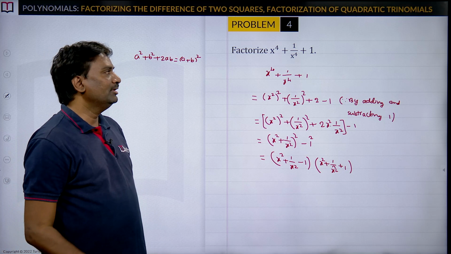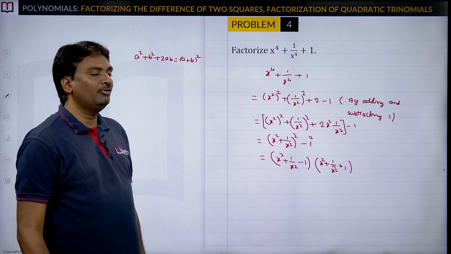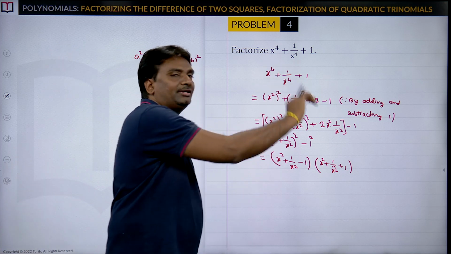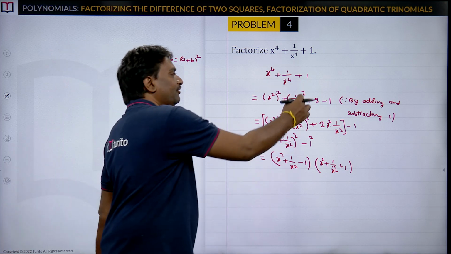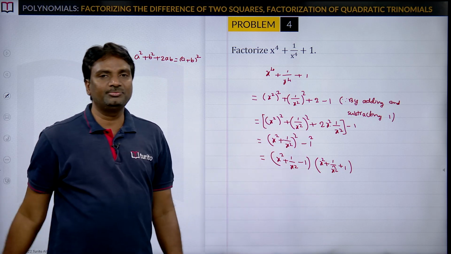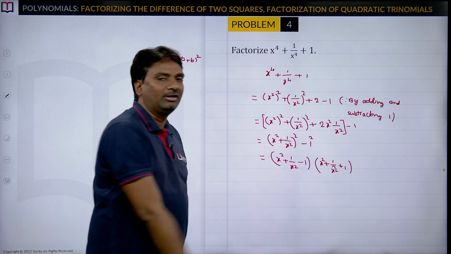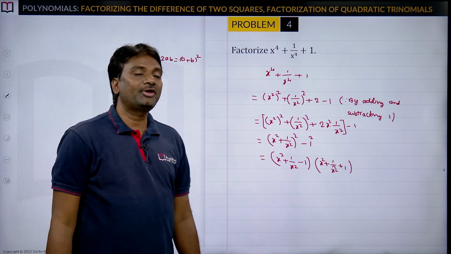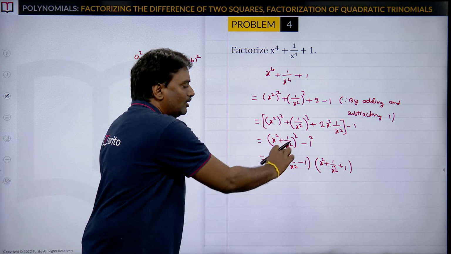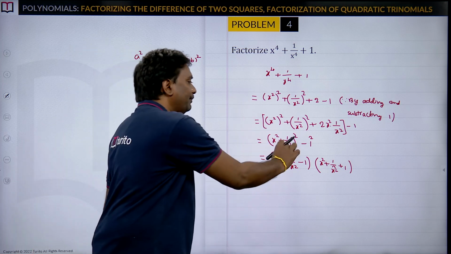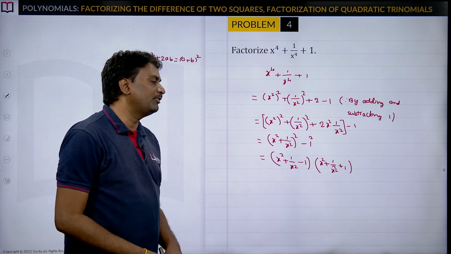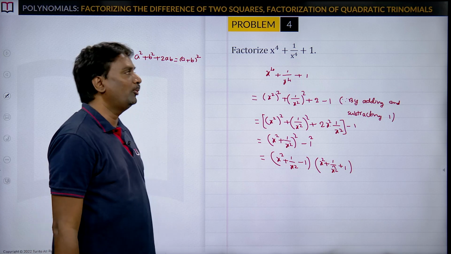Okay. So, first you can take x power 4 plus 1 by x power 4, write x square whole square plus 1 by x square whole square, add and subtract 1, we got 2 minus 1, divide and multiply 2 by x square, we got this is in the form of a plus b whole square formula, write 1 as 1 square and apply the formula a square minus b square equal to a minus b into a plus b, where a equal to x square plus 1 by x square and b equal to 1. So, x square plus 1 by x square minus 1 into x square plus 1 by x square plus 1. So, hope you understood.